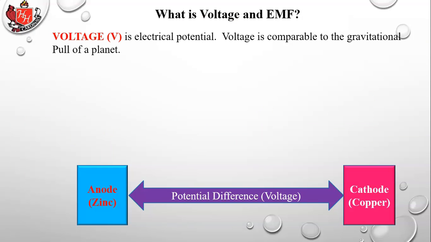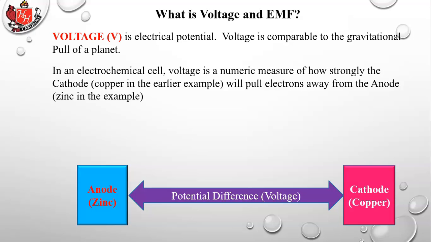Okay, so voltage is electric potential. Voltage is comparable to the gravitational pull of a planet. You can think of voltage very simply as how hard the electrons are being pushed to move from one point to another, to move around a circuit. So it's the push of the electricity.